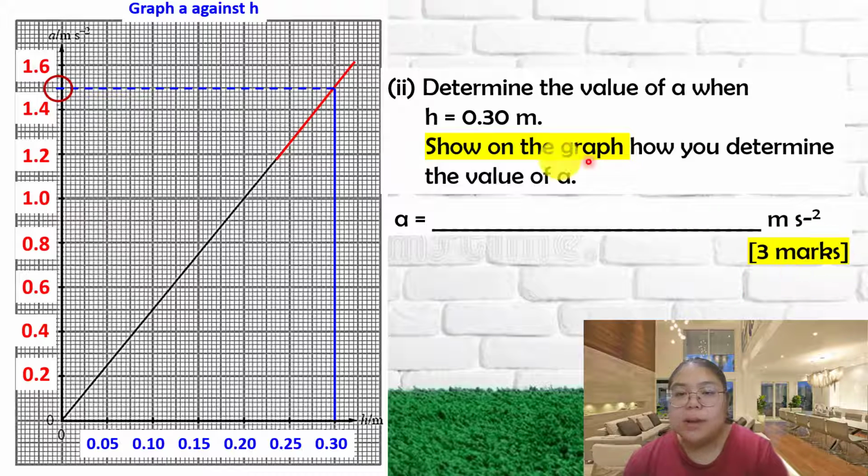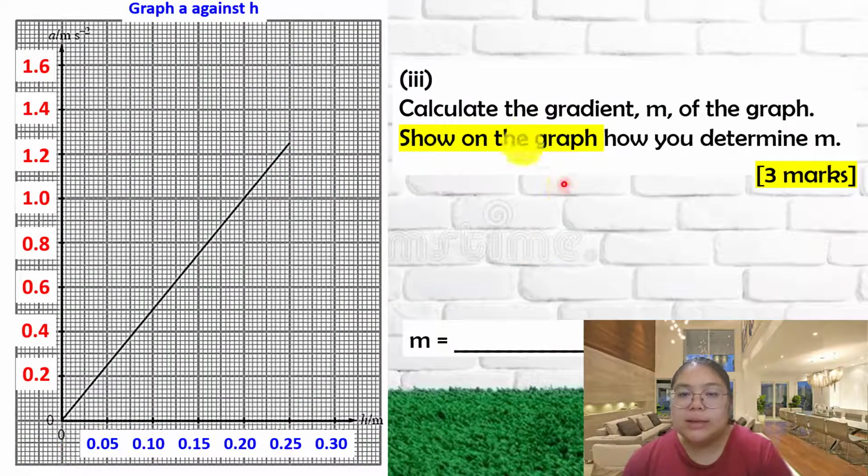The 3 marks must show in the graph. Extend 1 mark, the second mark you show in the graph, and the third mark is the answer. So from here the answer is 1.5. Okay, easy one, is it? Then we go to the next question.